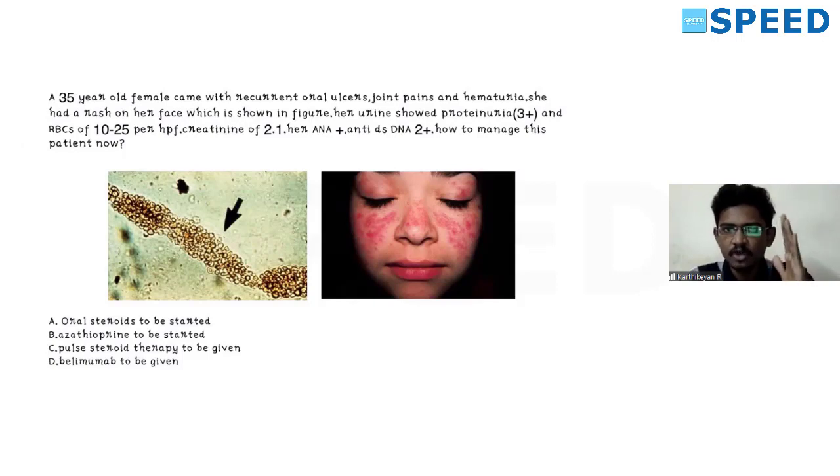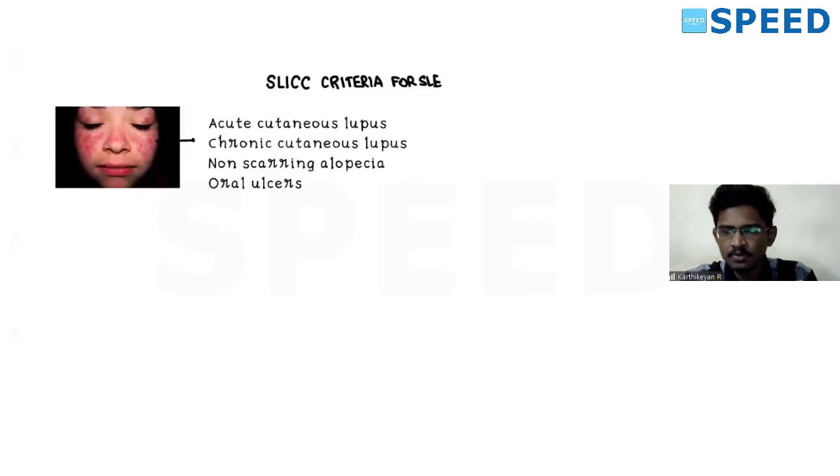So for diagnosing this to be SLE, we need to follow one criteria, which is most important, the SLICC criteria. So how are you going to remember all these patterns of SLICC criteria? First, let's see what is the SLICC criteria for SLE.